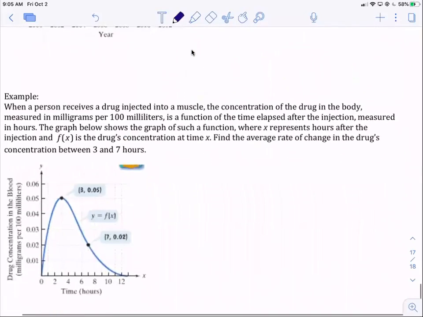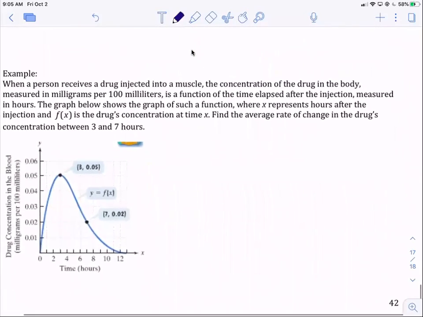Okay, so similar thing here. When a person receives a drug injected into a muscle, the concentration of the drug in the body measured in milligrams per 100 millimeters is a function of the time elapsed after the injection measured in hours. The graph below shows the graph of such a function, where x represents hours after the injection, and f of x is the drug's concentration at time x. Find the average rate of change between 3 and 7.